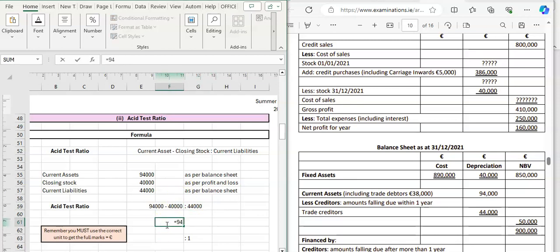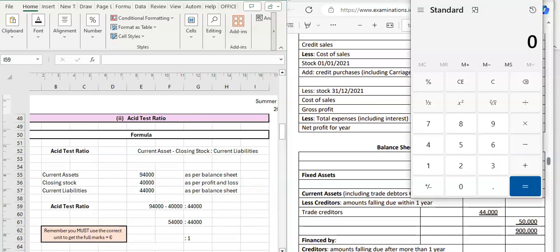So 94,000 minus 40,000 gives us 54,000. That is to 44,000. Now the tip for this, when you're doing this in your calculator, you're going to put the 54,000 in first. You're going to divide that then by your 44,000. And you're going to get 1.227.